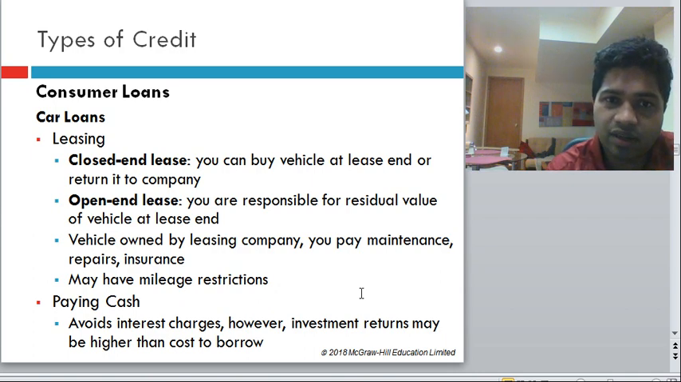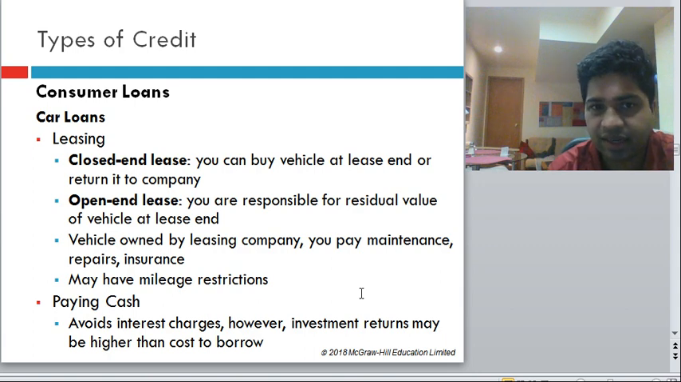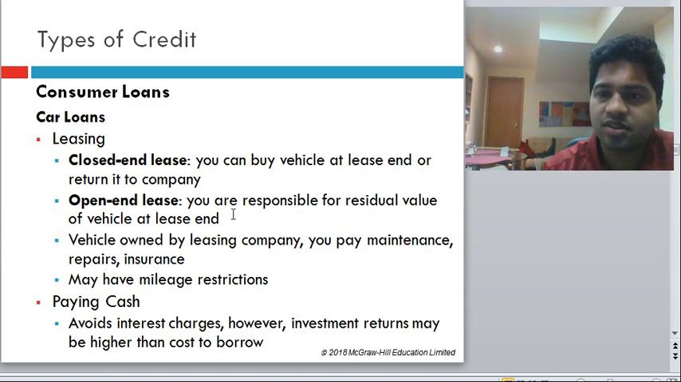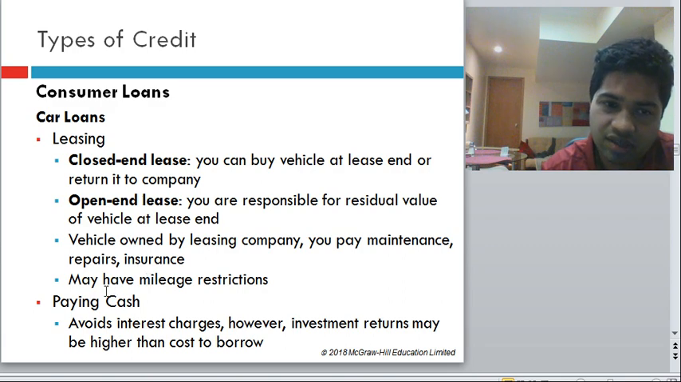Car loans can be a close-ended lease, where you can buy the vehicle at the end of the lease or return it to the company, or open-ended, where you're responsible for the residual value of the vehicle at the end of the lease. Vehicles are owned by leasing companies. You pay maintenance, repair, and insurance, and may have mileage restrictions.